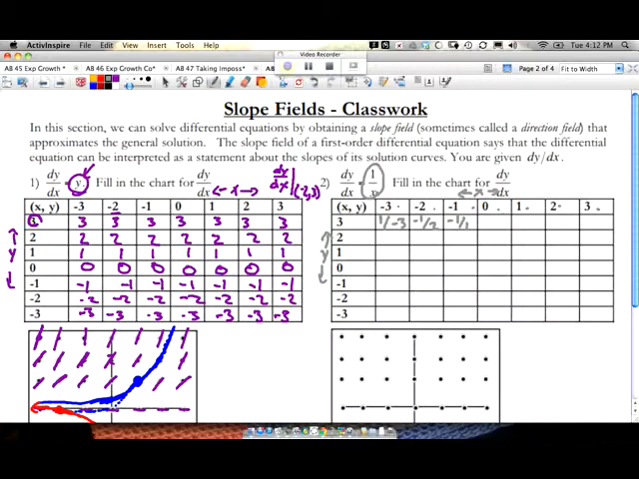Now, 1 over 0 is undefined, but it's undefined in a vertical way. So this is a vertical slope, up and down. It's really undefined, which is the same as all these: undefined all the way down.